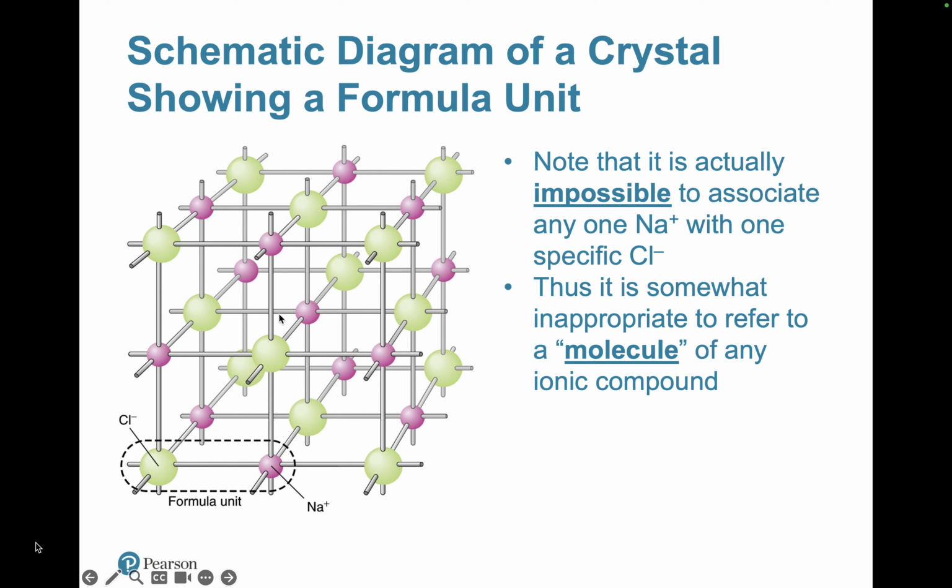this is called an ionic compound, right? This is not a molecule. Molecules are actually nonmetals only. So we call this ionic compound because it contains a metal and a nonmetal, right? Which is sodium and chloride.